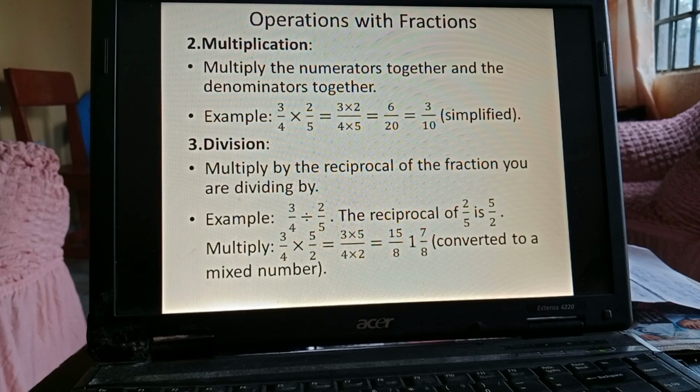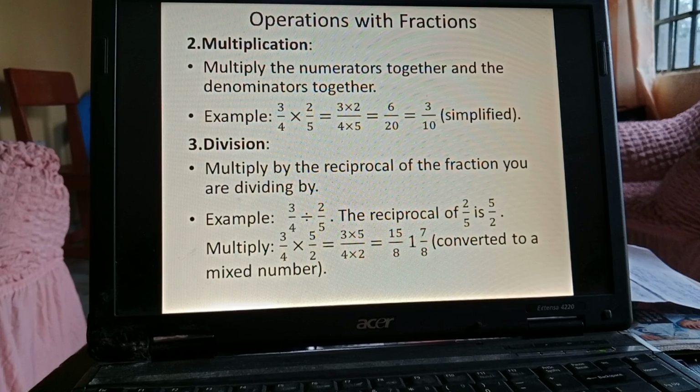Multiplication of fractions, or with fractions. To do multiplication in fractions, you multiply the numerators together and the denominators together. You don't mix up. That line there, the vinculum, will tell you which are the denominators and which are the numerators.